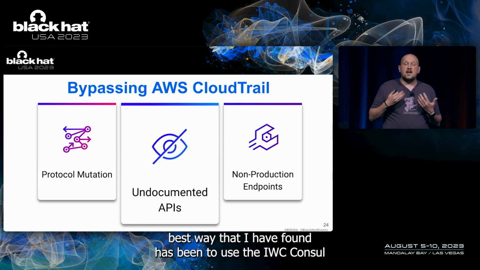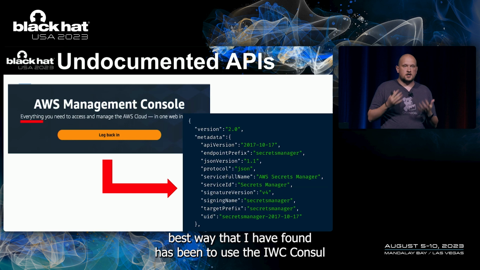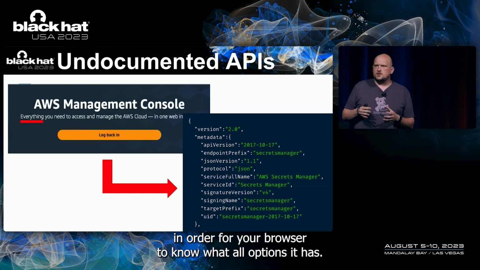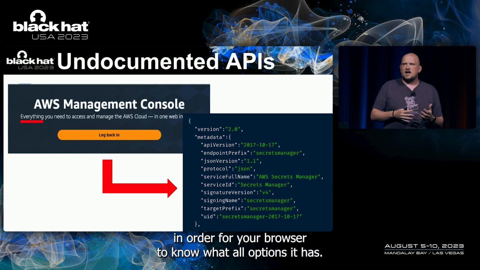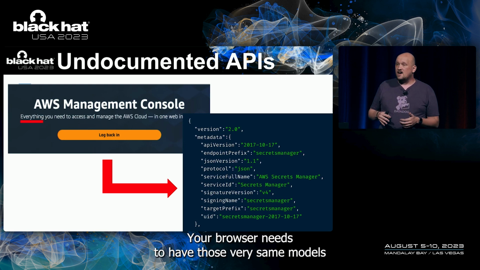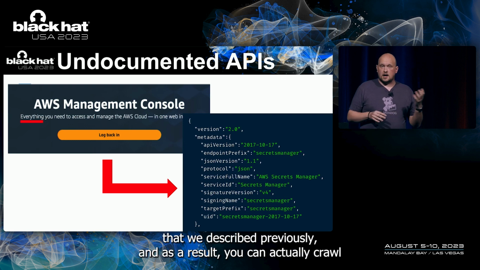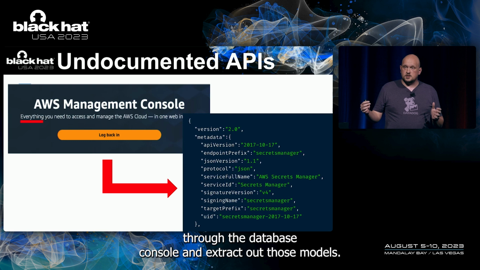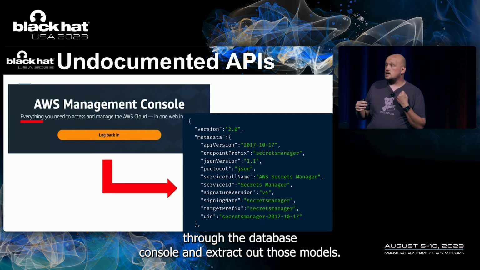Personally, the best way that I have found has been to use the AWS console. In order for your browser to know what all options it has, how to properly sign and format these requests, your browser needs to have those very same models that we described previously. And as a result, you can actually crawl through the AWS console and extract out those models.